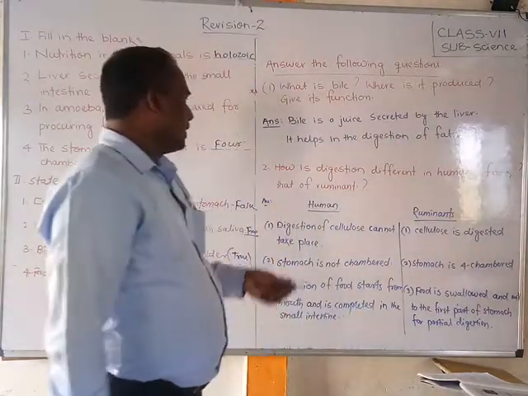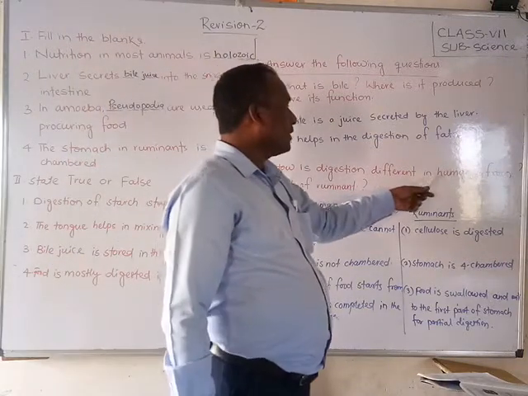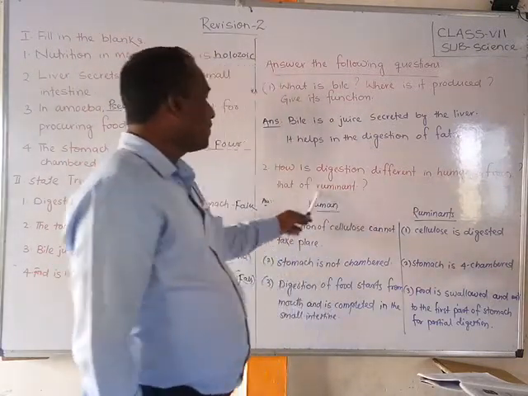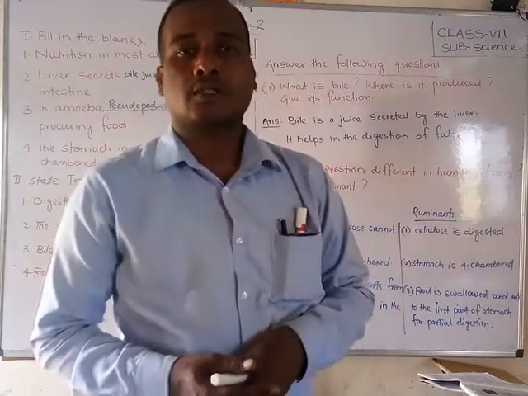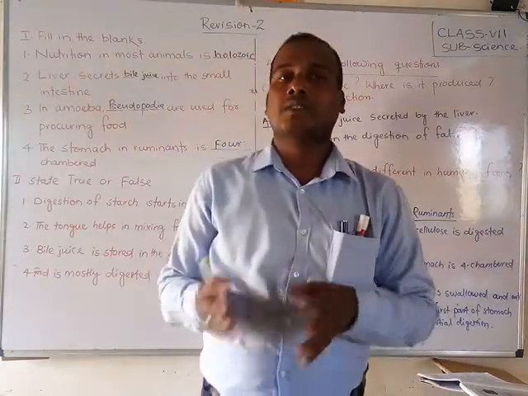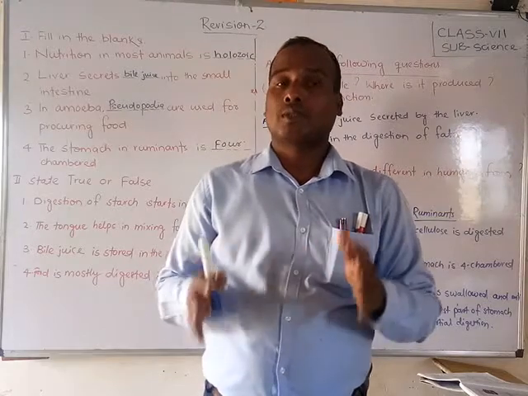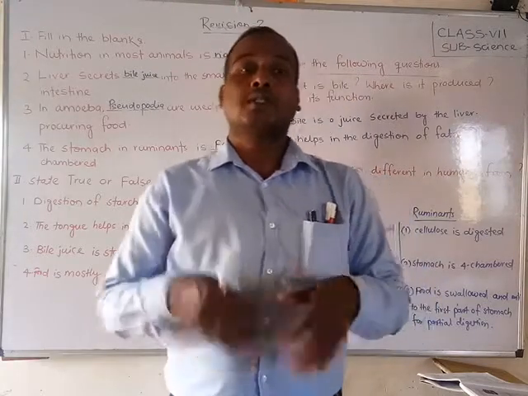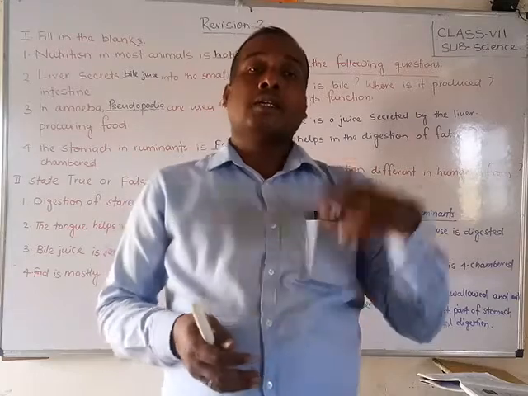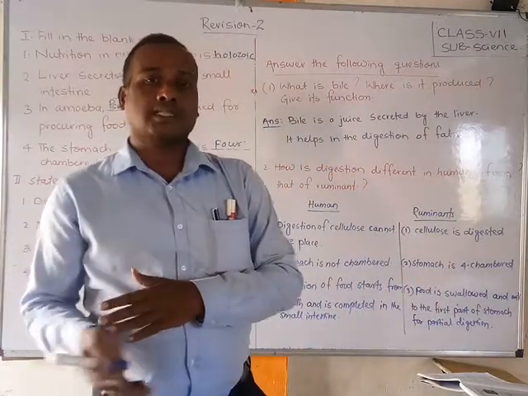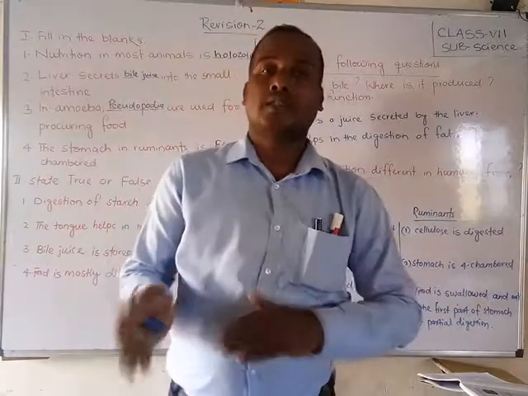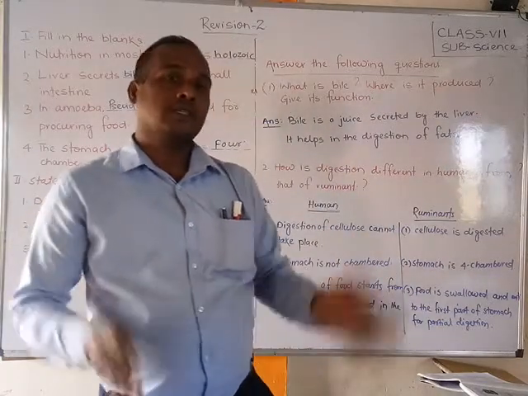Second, how is digestion in humans different from that of ruminants? Students, ruminants are grass eating animals having a four chamber stomach, that is, the stomach contains four chambers. These are called ruminants. Human digestion and the digestion of ruminants, which are grass eating animals, are different. How they are different, we will discuss.